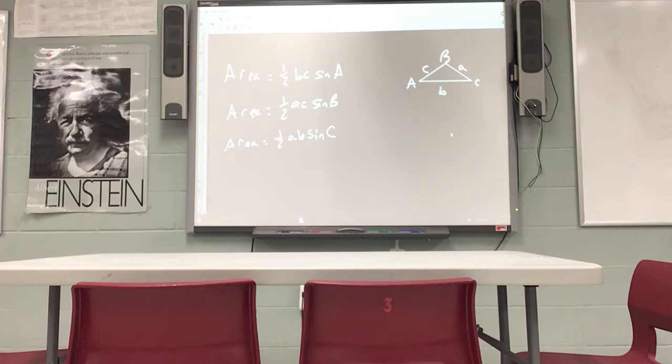Alright, so this is for how to find the area of our triangle. Your normal geometry formula is one half the base times height, but on these triangles we don't necessarily know the height, so we can use sine to find area. Oh, it's the same thing.